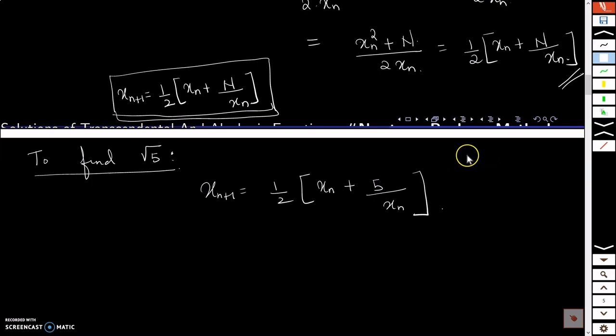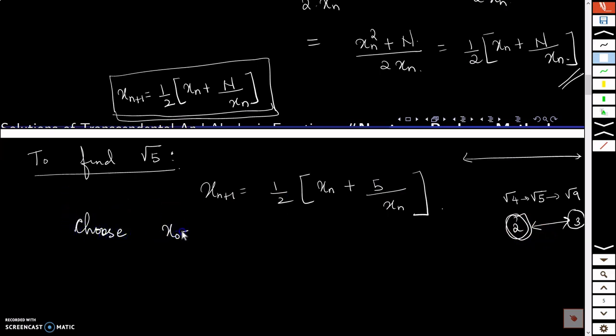Right? Now, if you look at 5, the perfect square before that would be 4, so that will be root 4, and just after this would be 9, right? So that's root 9, and this is 2 and this is 3. So this gives me a hint that root 5 must be lying between 2 and 3. So I can pick up 2 as my initial approximate root, right? So I will choose x naught to be equal to 2. That is the initial approximation.